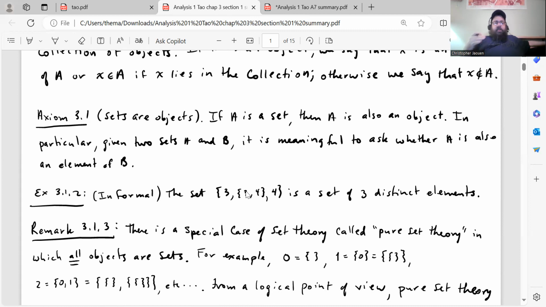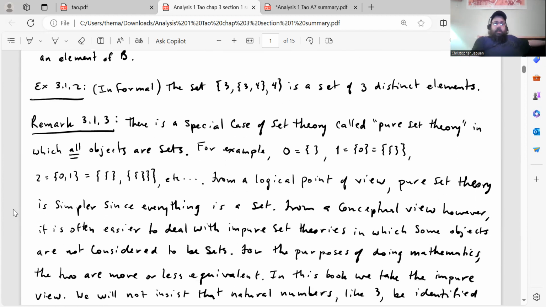He numbers everything. I forgot, because it's been a while since I did chapter 2, but he even numbers his remarks and his examples and so on. So he has given example 3.1.2 here, which he marks as informal: the set containing the number 3, the set {3, 4}, and the number 4 is a set of 3 distinct elements. So this is a set that also happens to have a set as an element.